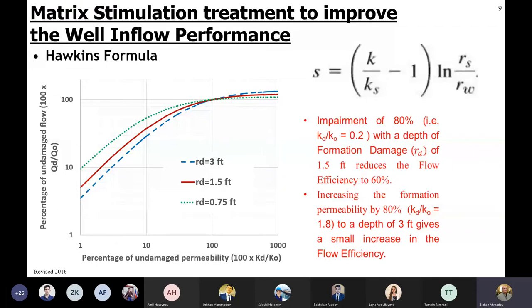So this means we have only 10% of the product permeability of the original. Okay, so that's damaged permeability over undamaged permeability.